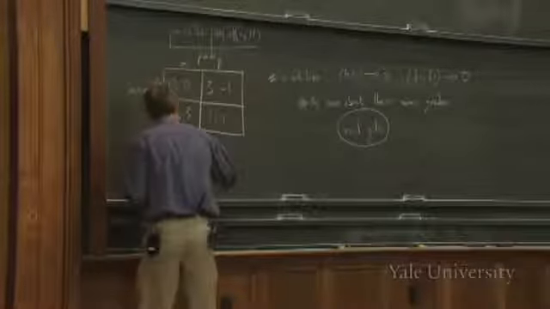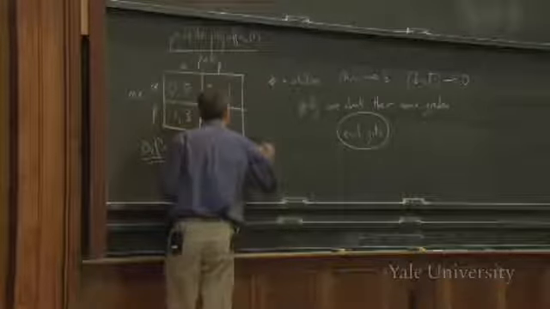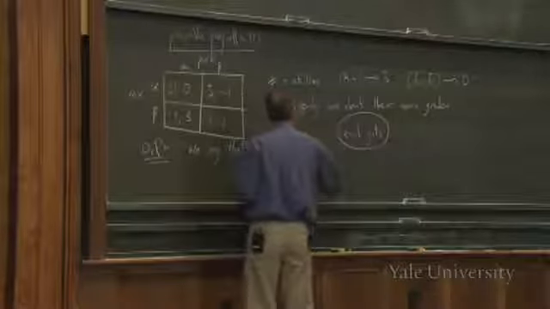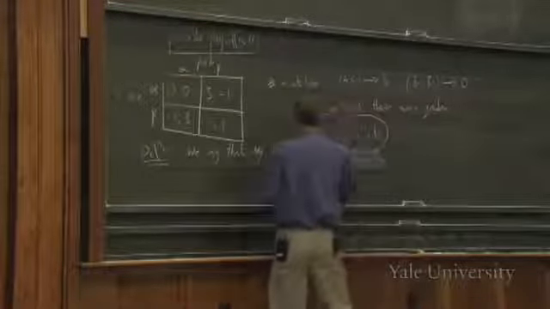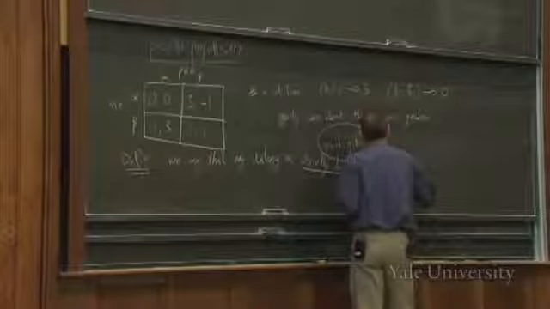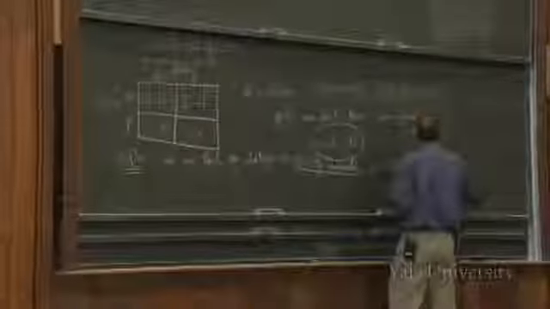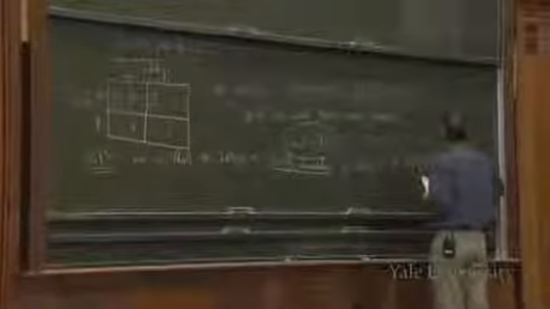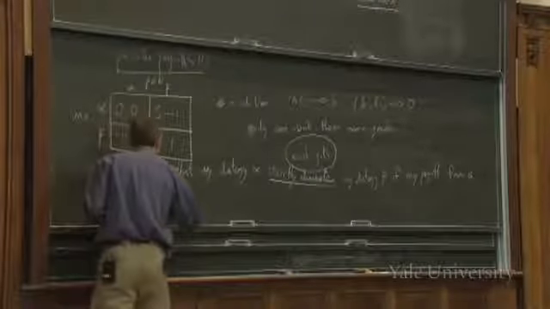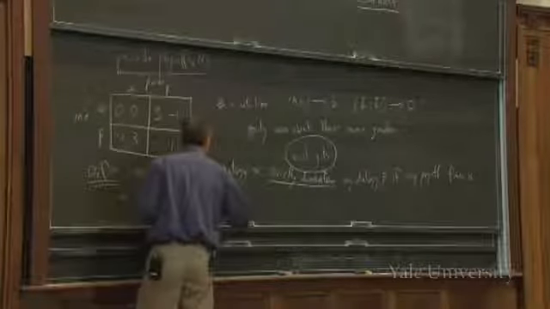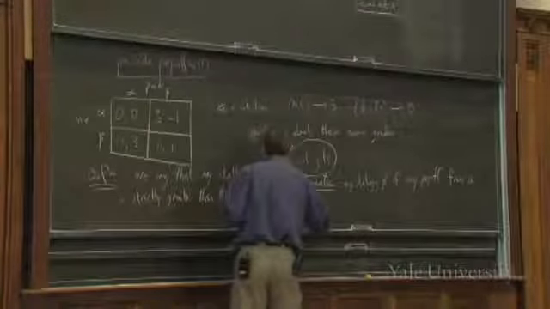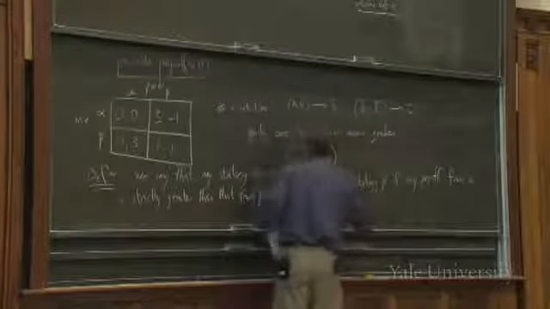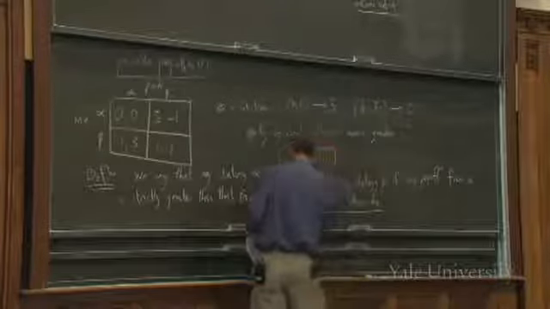Definition. We say that my strategy alpha strictly dominates my strategy beta if my payoff from alpha is strictly greater than that from beta, and this is the key part of the definition, regardless of what others do. Regardless of what others do.